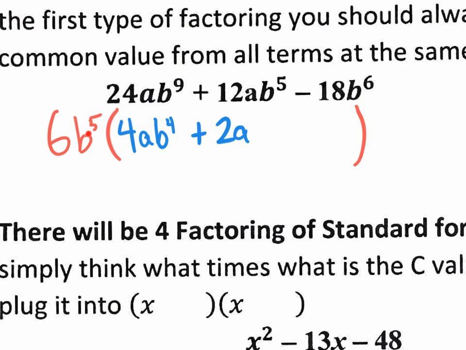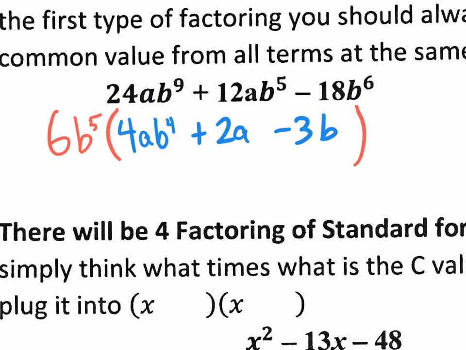Okay, and then last but not least, 6B to the 5th. 6 times what is minus 18? Minus 3, that's right. So let's put a minus 3, and then B to the 5th times what will get us B to the 6th? I need one more B, right? So yeah, and that's your final answer for this question.